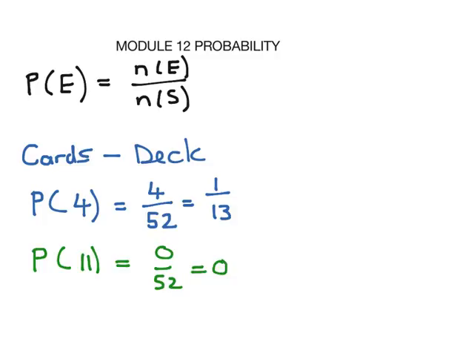Okay. If I say, on the other hand, okay, I want you to work out the probability of getting a red jack. Look at the words, red jack. How many red jacks are there in the pack? 2. A heart and a diamond. 2 divided by 52. 1 out of 26.